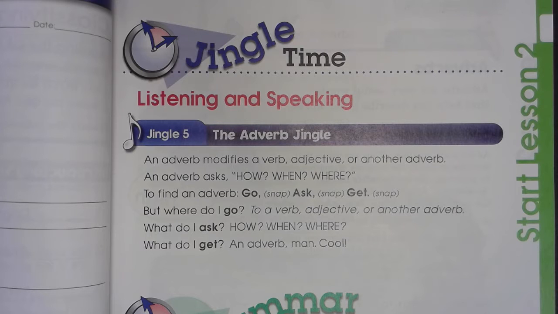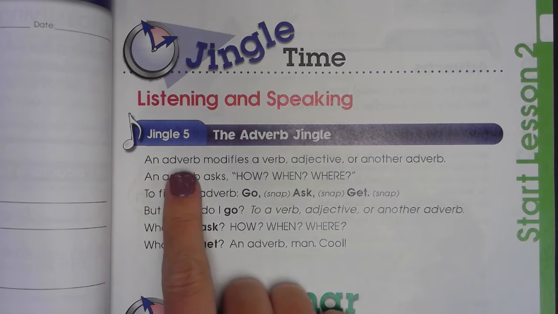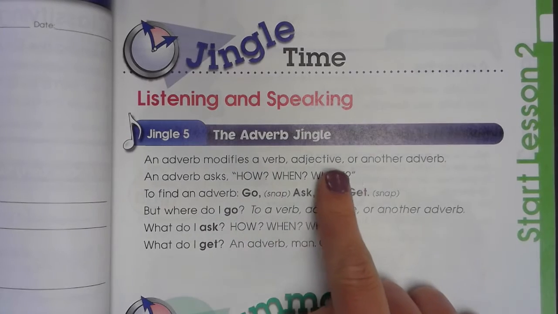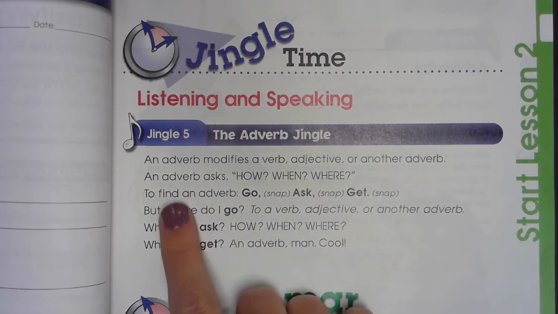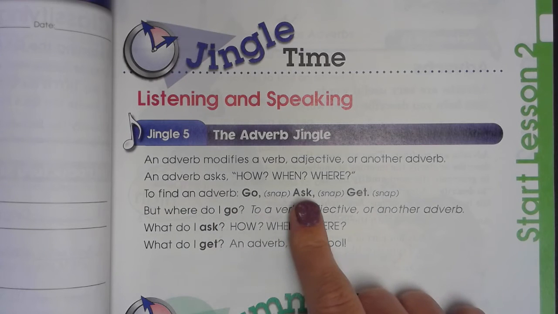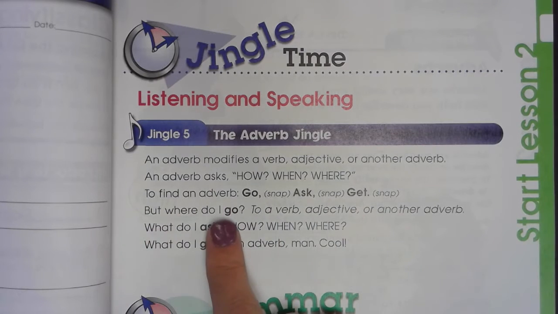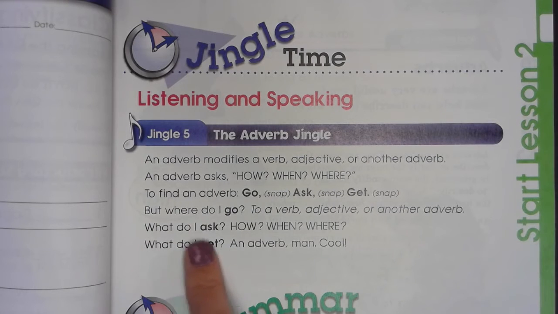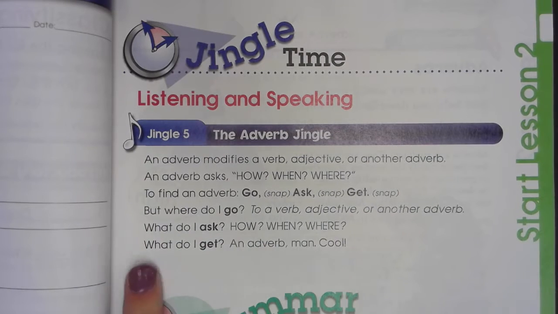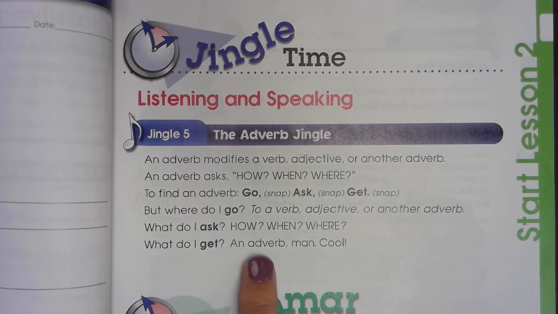Jingle 5, the adverb jingle. An adverb modifies a verb, adjective, or another adverb. An adverb asks how, when, where. To find an adverb, go, ask, get. But where do I go? To a verb, adjective, or another adverb. What do I ask? How, when, where. What do I get? An adverb, man. Cool.